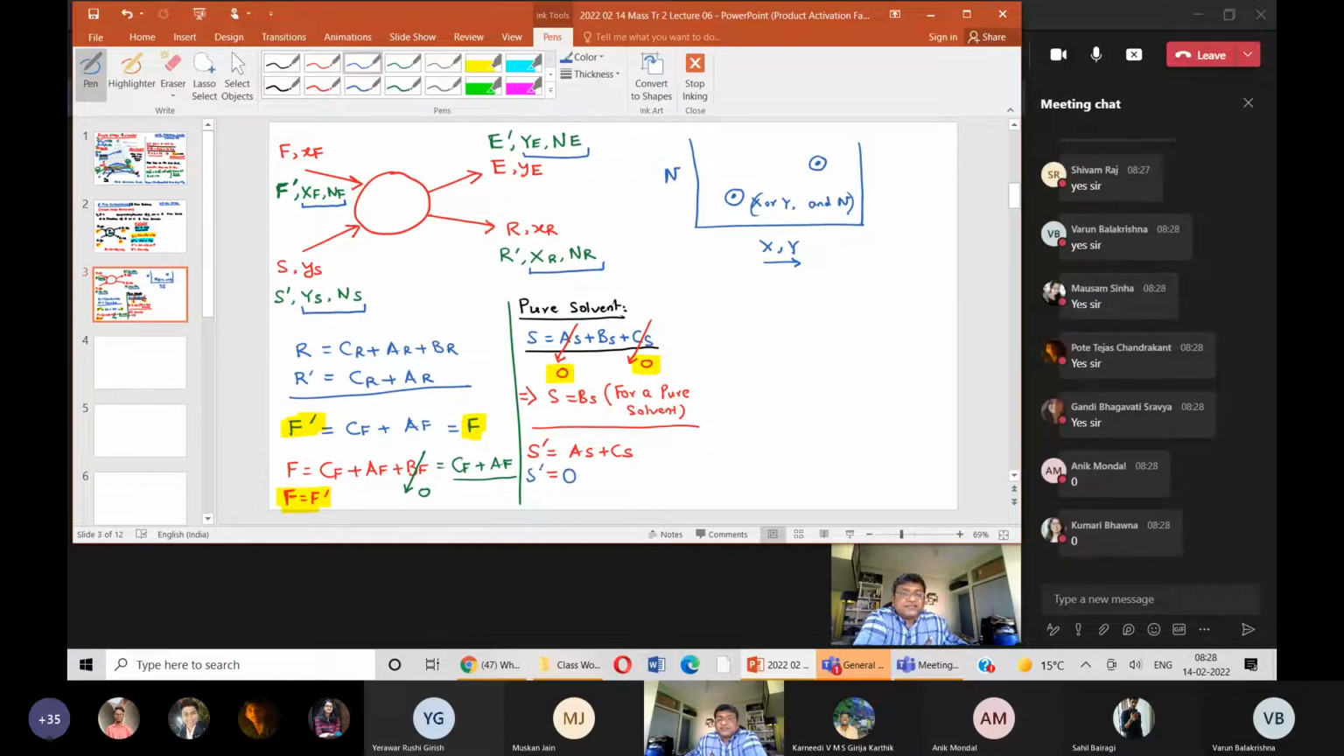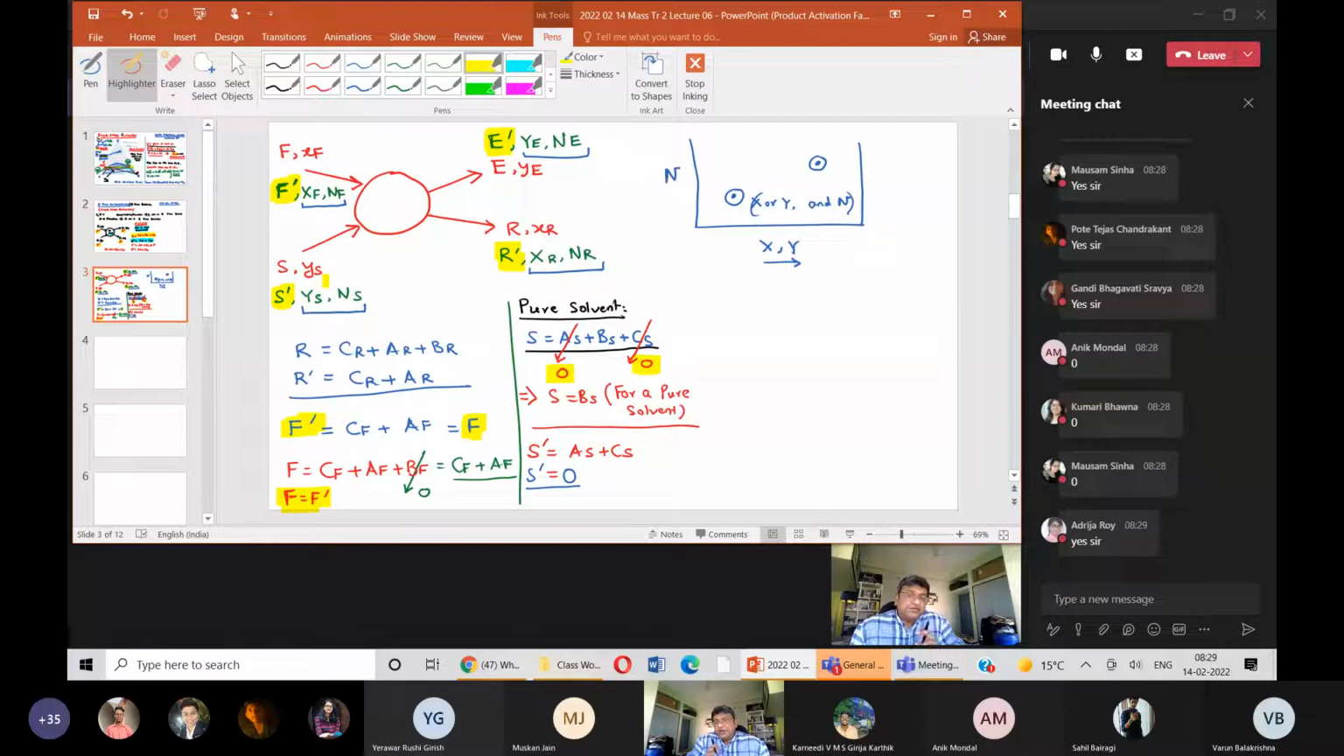Is it clear to the class that S dash is 0? Everybody has understood? And I repeat, these entities S dash, F dash, E dash, R dash do not exist. They are just some abstract stuff which we are going to use for the balance. Is it clear to the whole class why S dash is equal to 0? Come on, be responsive. Nobody will be going into so much depth and spending so much time for your concept.